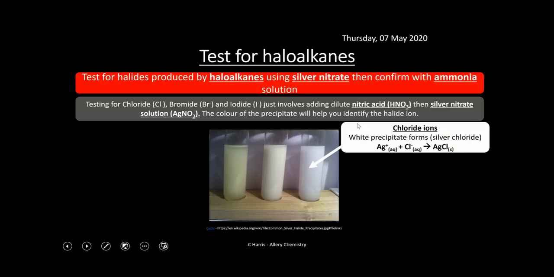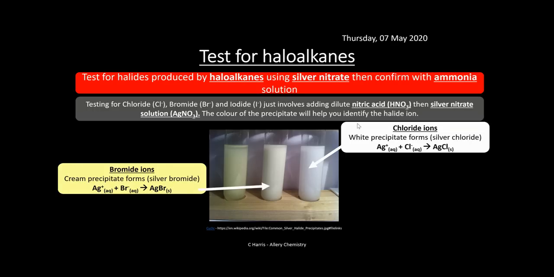So, chloride ions. If there's chloride ions present, then we will see a white precipitate that's formed. And that white precipitate is actually silver chloride, because it's the silver ions reacting with the chloride ions in that solution, and that's forming silver chloride solid.